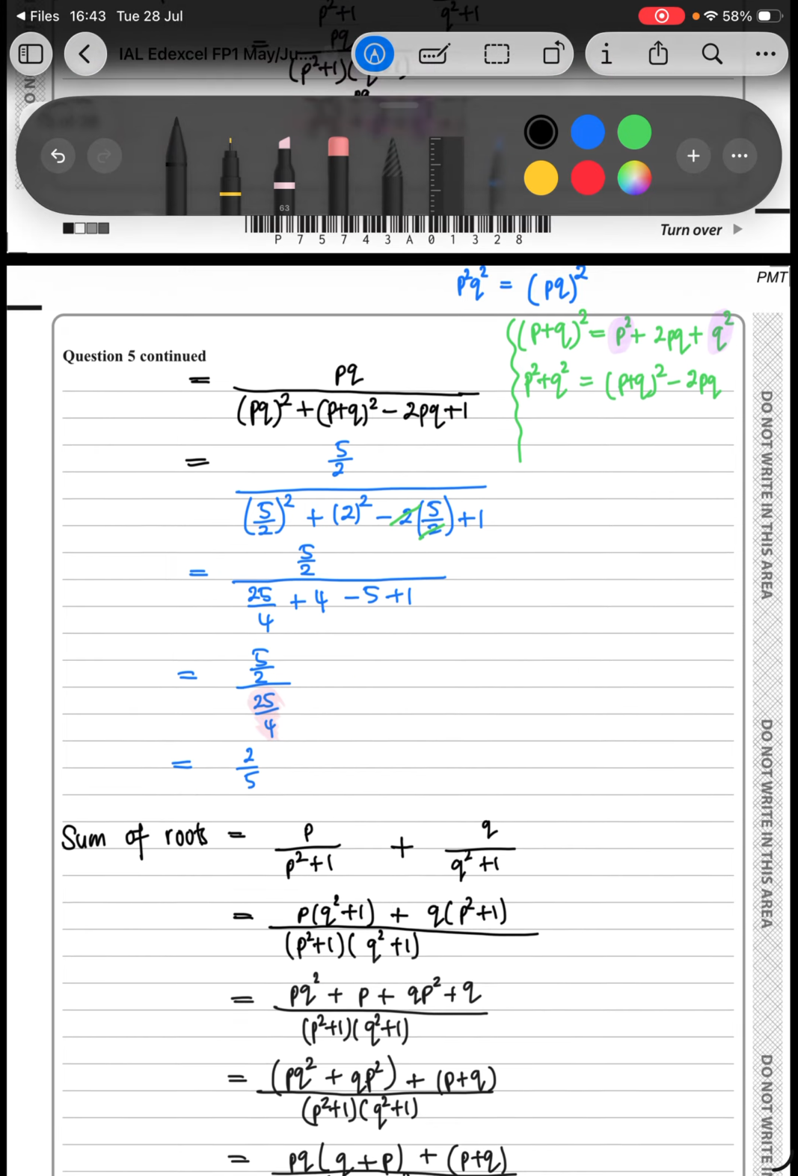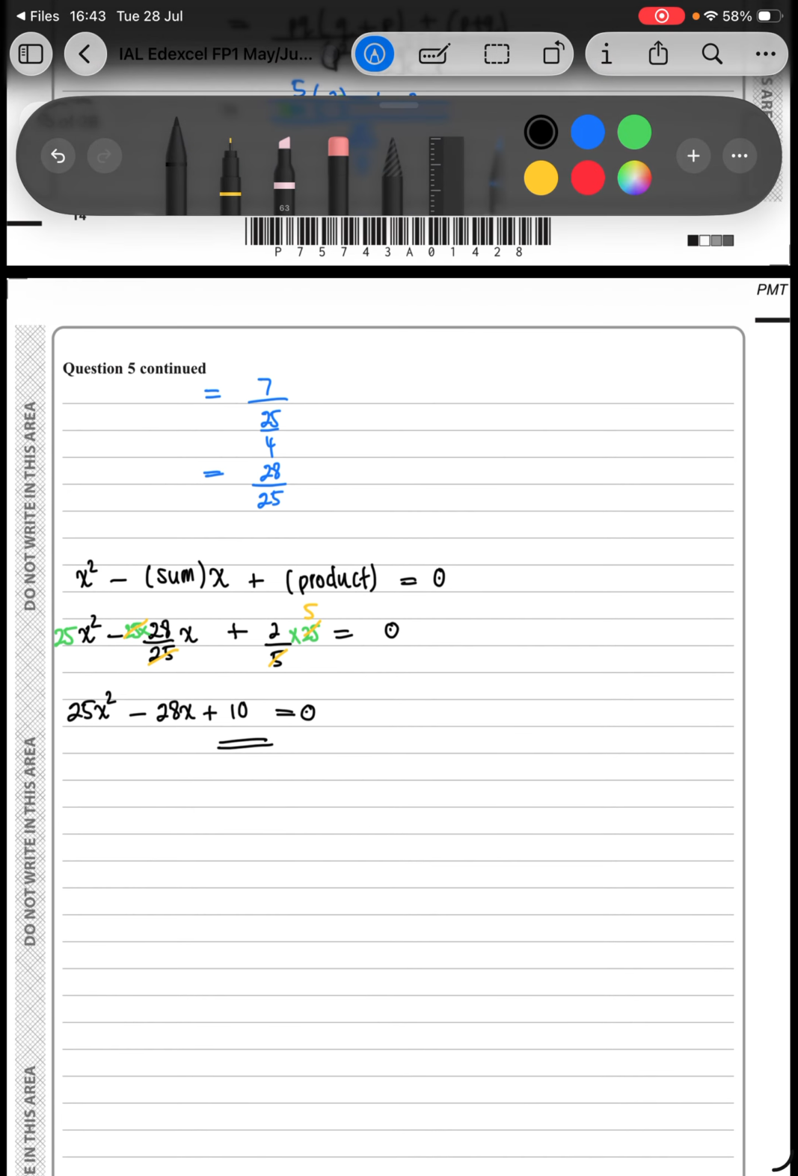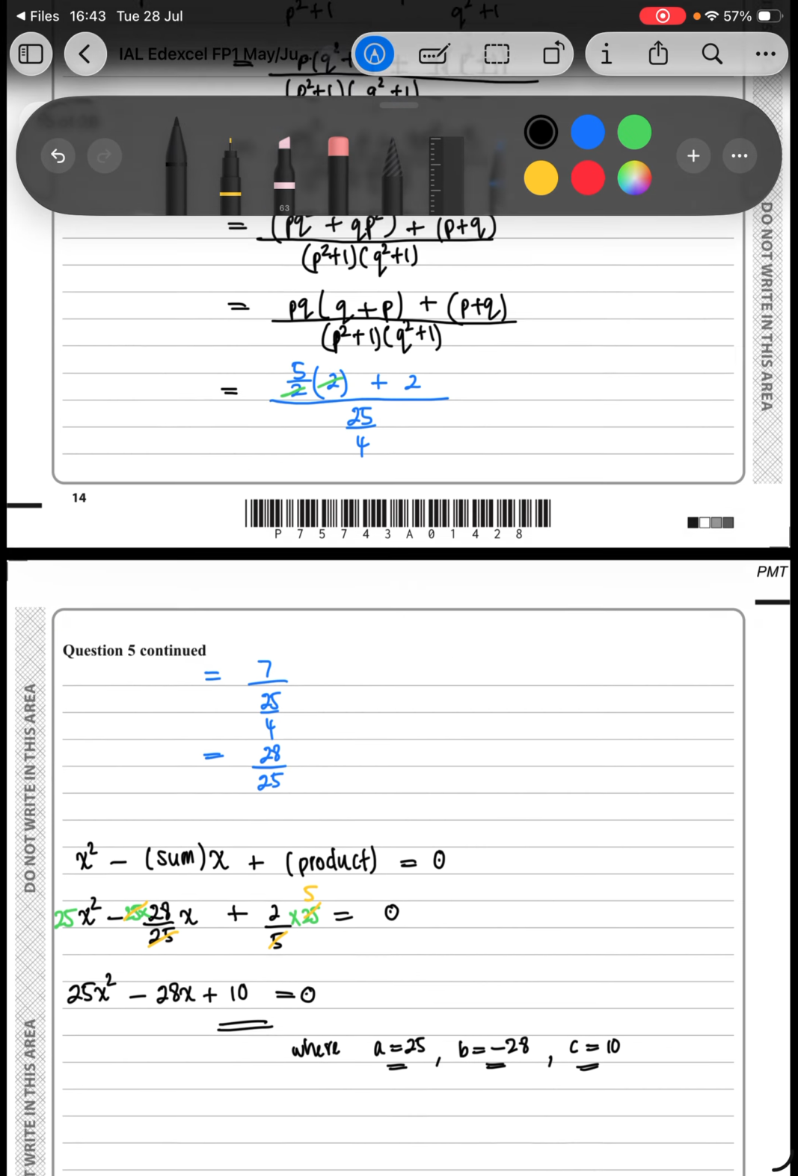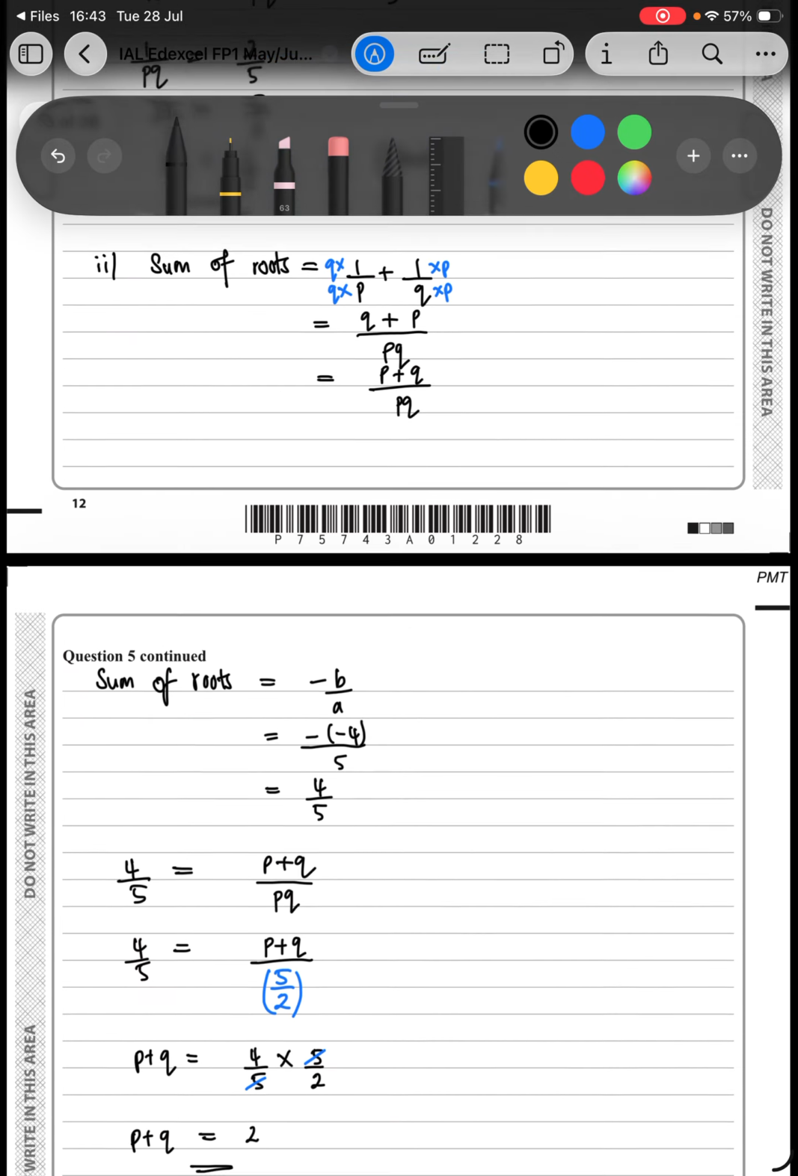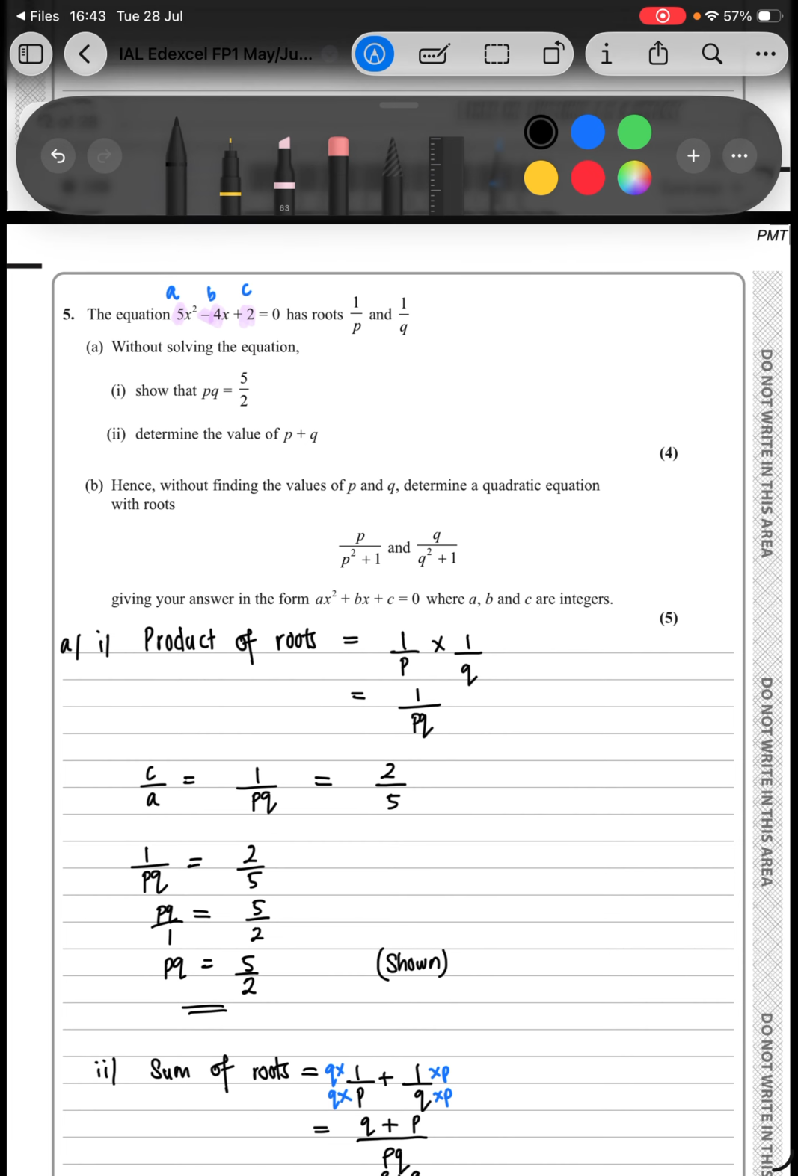So we can finally mention that where A is 25, B is minus 28, C is 10. And that's it. That's the end of question number 5.